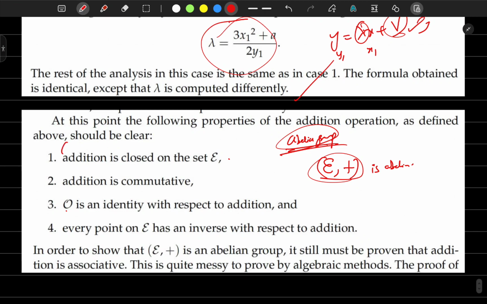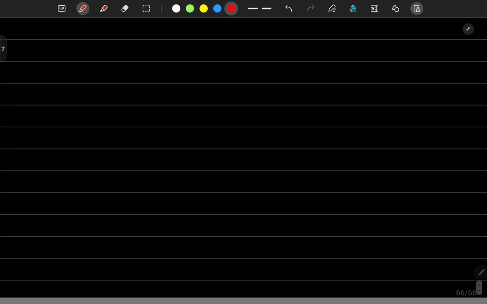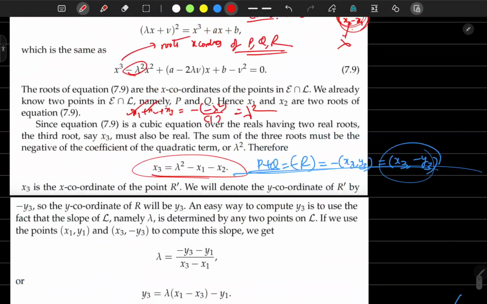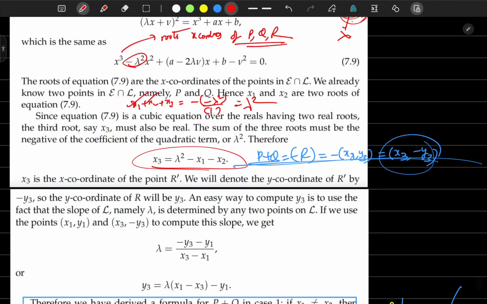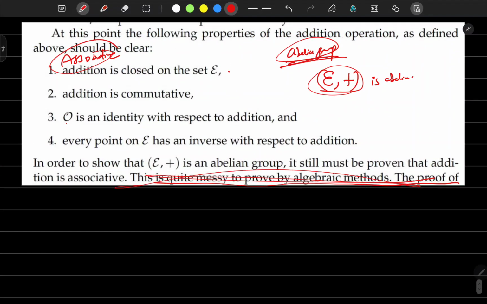You can write associative also as one property. Hence, in order to show that epsilon is an abelian group, it must be proven that the addition is associative. This is quite messy to prove by algebra, and the proof will be given like this. But you have to concentrate on these points. This, just ignore it, it's okay.